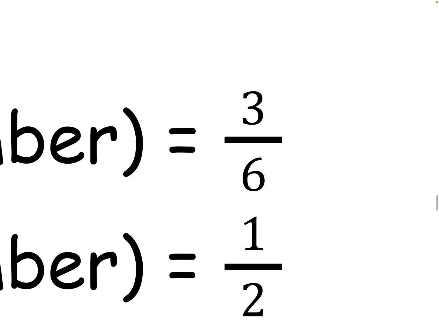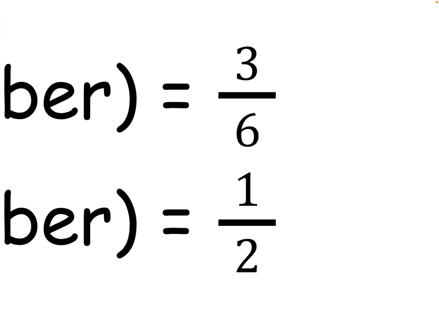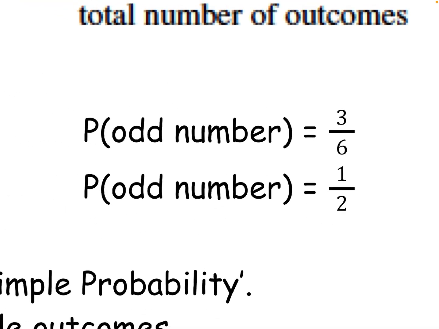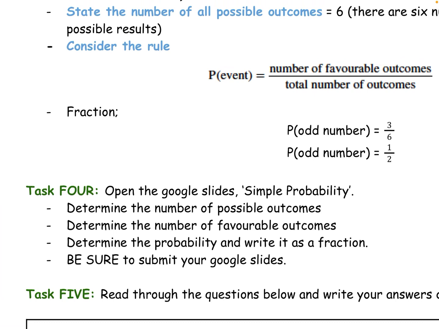So you notice down here, we put a 3 on the top, we put a 6 on the bottom, and then we attempt to reduce that fraction. Hopefully you notice 3 goes into 6 twice. So the number on the bottom becomes a 2. And 3 goes into 3 once, so the number on the top becomes a 1. So 3 over 6, 3 is half of 6, so our fraction is a half. Alright, so then it said open Google Slides, simple probability, and do all of that pretty much again.